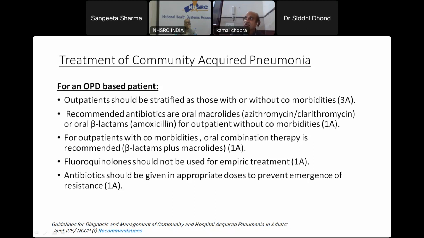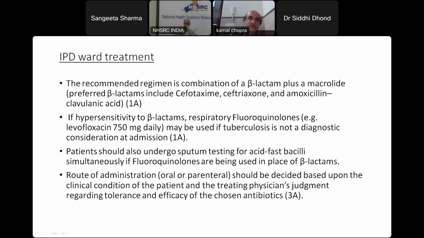Geeta in her lecture will highlight this point. We should make judicious use of antibiotics for the period till when it is required, not more than that. And we should choose antibiotics based on the culture sensitivity. If the patient is admitted in the ward, the antibiotics of choice are beta-lactam plus macrolide. So we give a combination of drugs, and the preferred beta-lactams are cefotaxime, ceftriaxone, and amoxiclav. So we usually give them in combination. If there is hypersensitivity to beta-lactam, then fluoroquinolone can be used.